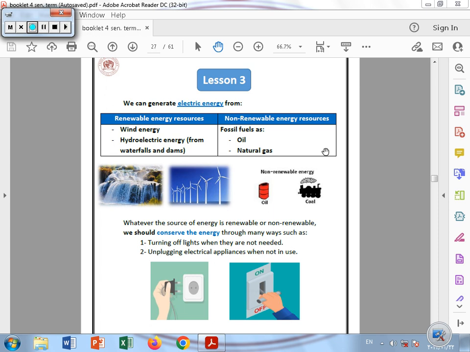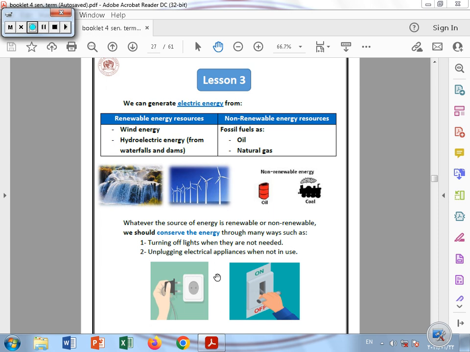And whether the source of energy is renewable or non-renewable, as we said before, we have to conserve energy, or save our energy, like turning off the lights when they are not needed, so we can conserve electricity or electric energy, or unplugging electrical appliances or electrical devices when they are not in use. So this will rationalize or conserve the electrical energy that we have to generate in different ways.